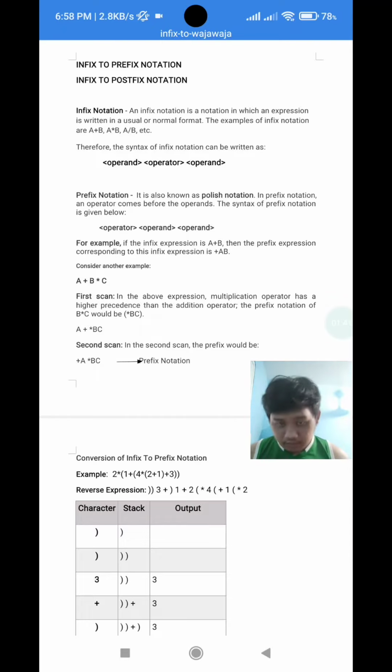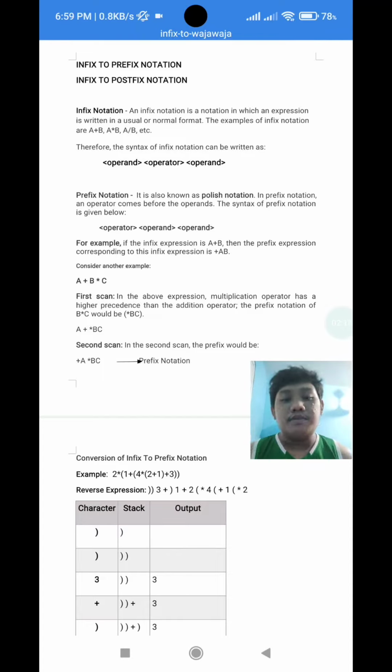To avoid confusion, for example, if the infix expression is a plus b, then the corresponding prefix expression is plus ab. So you can see the operator plus comes first, then next are the operands a and b.